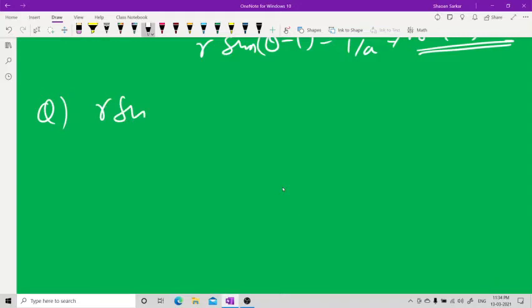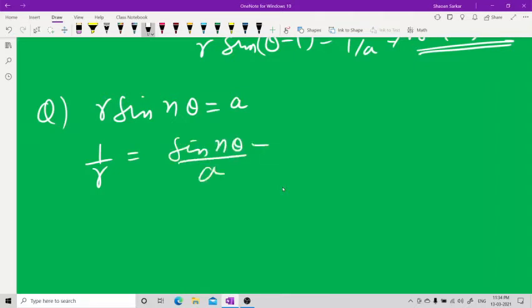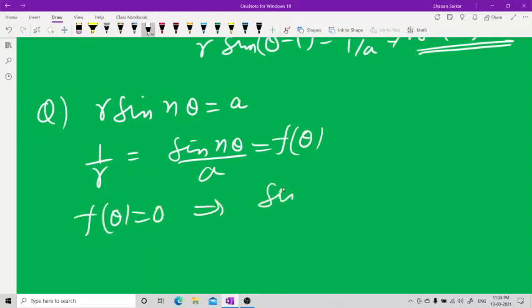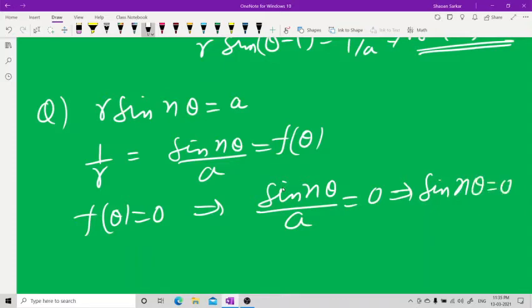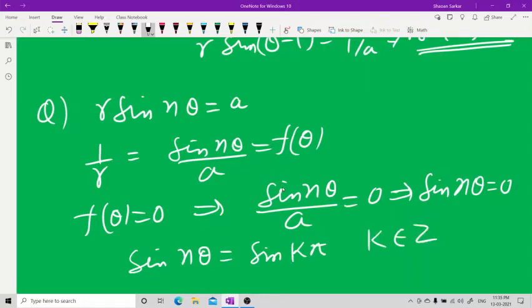Question: r sin n theta equal to a. So 1 upon r is equal to sin n theta by a, and this is nothing but f theta. Put f theta equal to 0, means sin n theta by a is equal to 0. That means sin n theta is equal to 0, which means n theta is equal to k pi, where k belongs to integers.